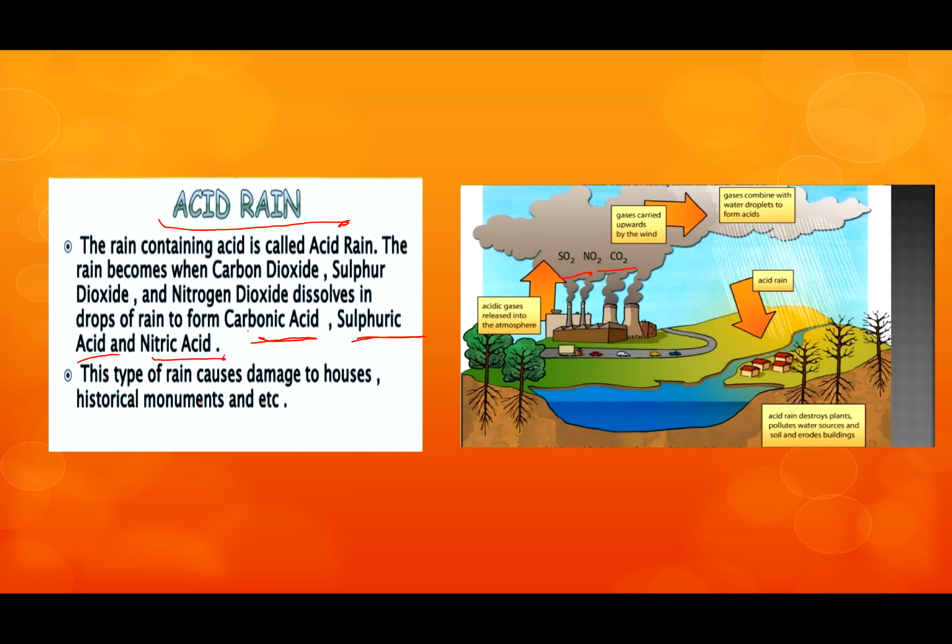And then that rain causes damage to houses, historic monuments, and so on. As you know, there is heavy industry surrounding the Taj Mahal area, and the marble of the Taj Mahal is getting affected by acid rain, as the pollution is too much there, and those pollutants are the reason for the acid rain. So this is how neutralization applies in our daily life.